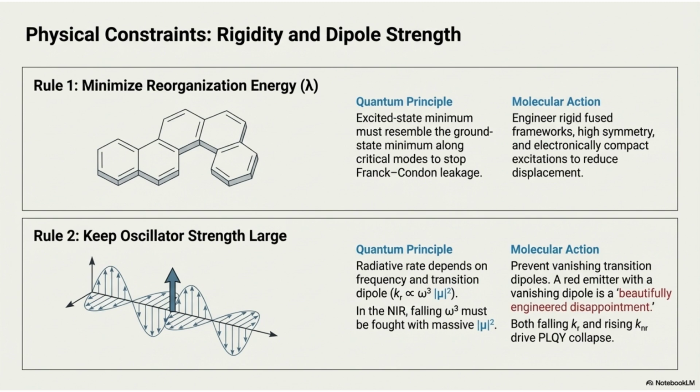Rule 2 is to keep the oscillator strength large, preventing vanishing transition dipoles, which is necessary to fight the collapsing radiative rate in the NIR region.